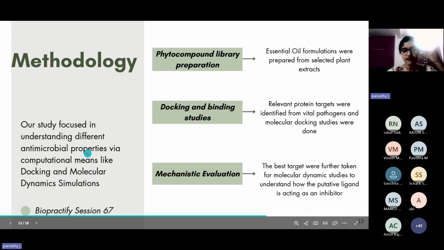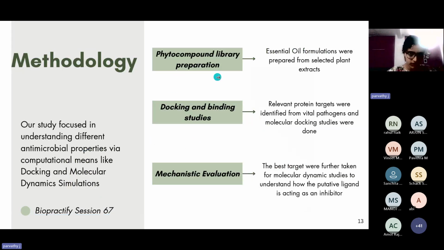So in our work, what we have done is that we curated a phytocompound library based on the essential oil formulations that were subjected to GCMS analysis to understand the various compounds and the compositions of the essential oil formulations that were prepared. We selected those as our small molecule library, and then we subjected it to protein molecular docking. So here we perform site specific docking, where we have identified the top 30 protein targets across 5 different organisms.